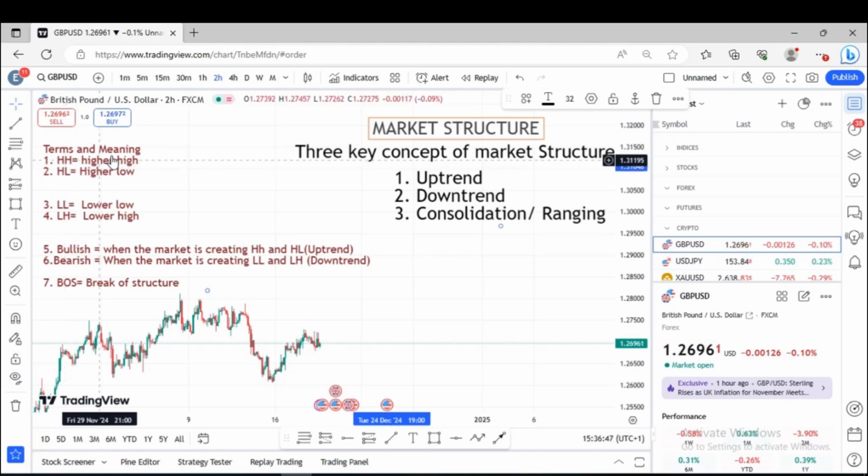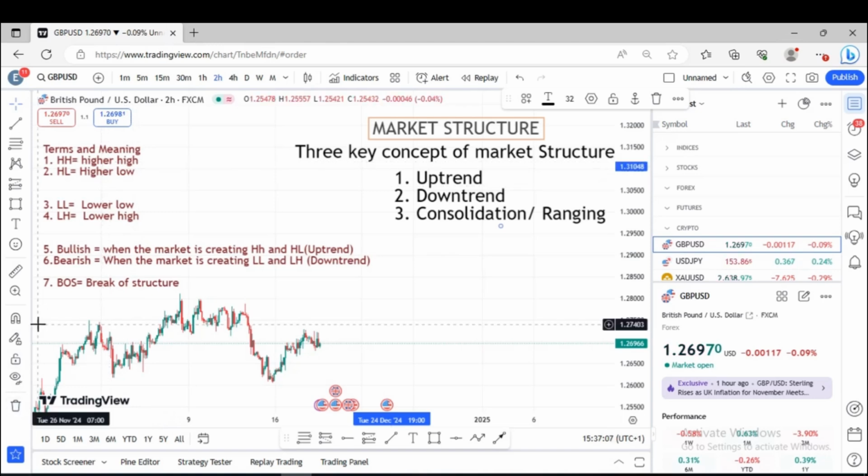Number one of it is HH. HH means higher high. Then number two is HL, which means higher low. When you see higher high and higher low, this is talking about a bullish trend, and a bullish trend is when the market is going in an uptrend direction.